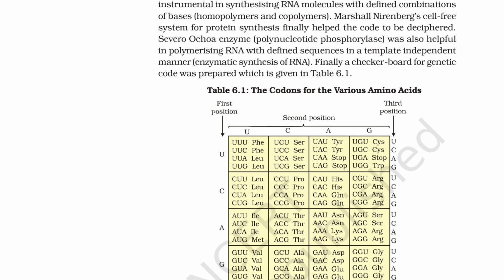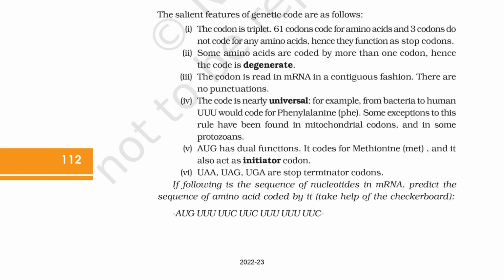Finally, a checkerboard for genetic code was prepared, which is given in the table. The salient features of genetic code are as follows. 1. The codon is triplet. 61 codons code for amino acids and 3 codons do not code for any amino acids, hence they function as stop codons. 2. Some amino acids are coded by more than one codon, hence the code is degenerate.